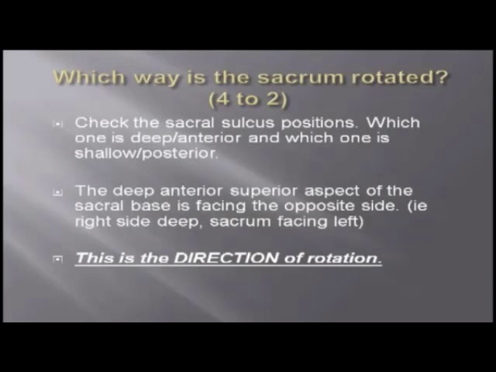So we've got 4. How do we get to 2? If you take the sacral sulcus positions, which one is deep? If the right is deep, then the sacrum is rotated to the left. If it's deep on the left, it's rotated to the right. You just got rid of 2 potential diagnoses, because if it's a torsion and something is rotated to the left, you've eliminated the possibility of it being a rotated right lesion. If something in a shear is rotated to the left, it can't be a shear rotated to the right. So you've gone from 4 now down to 2 in a heartbeat.